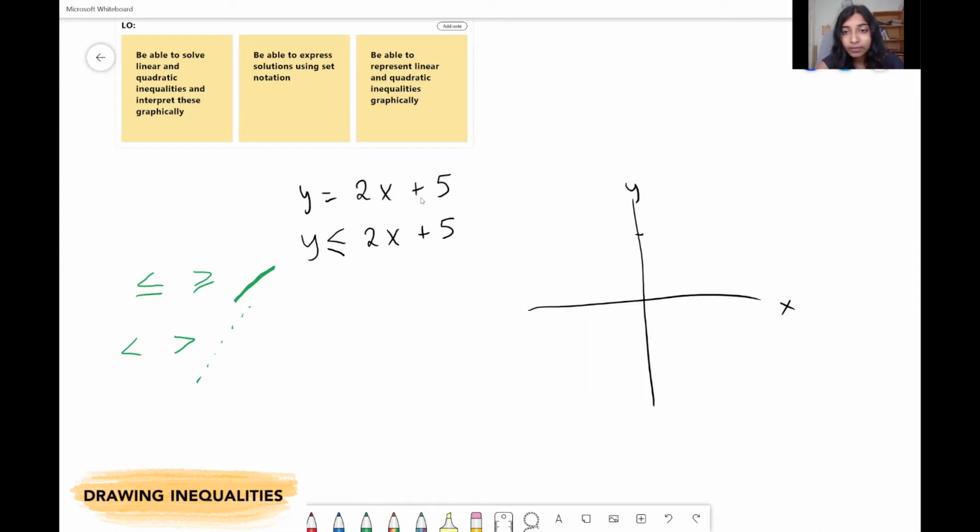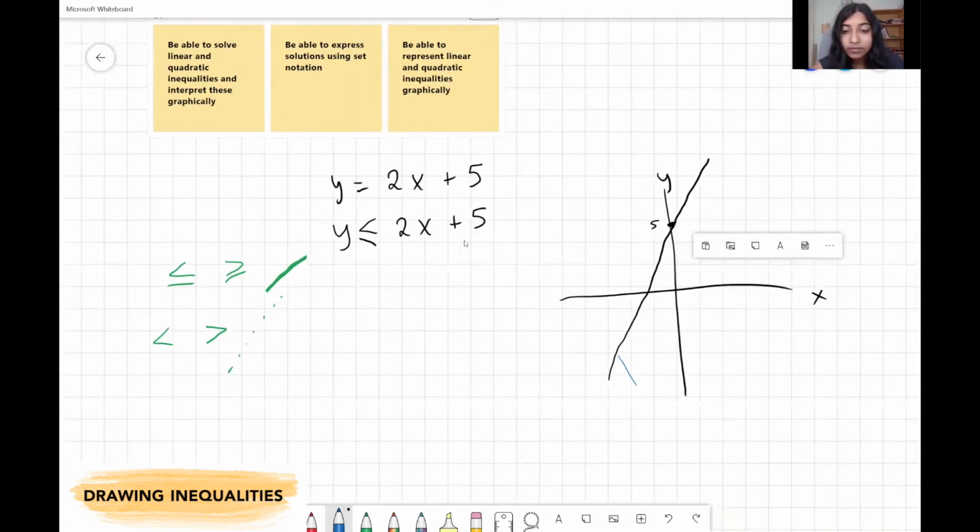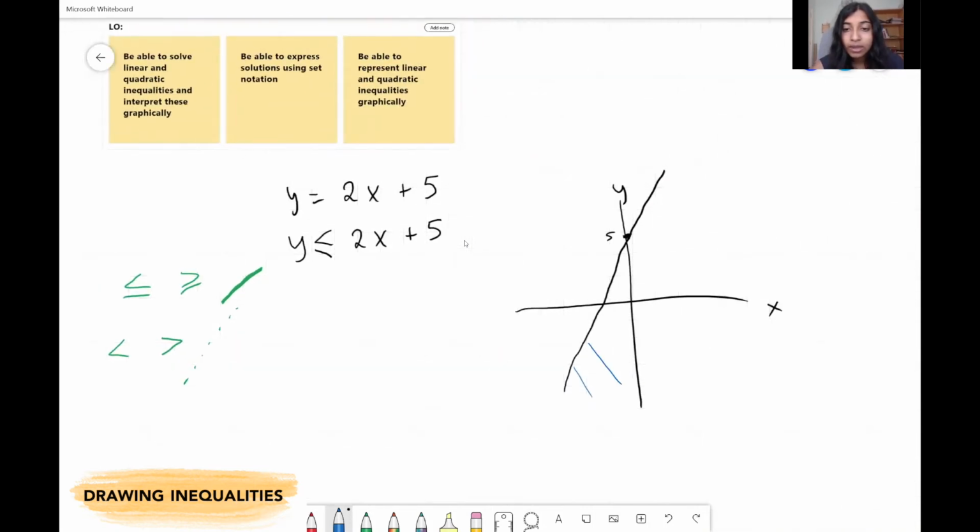So let's say you have a line like this, then it would be something like this. It's not that straight, but that's fine. Because it's less than or equal to, you just want to shade in the areas that are below the line, so anything underneath. Any of these values would represent this inequality: y is less than or equal to 2x plus 5.